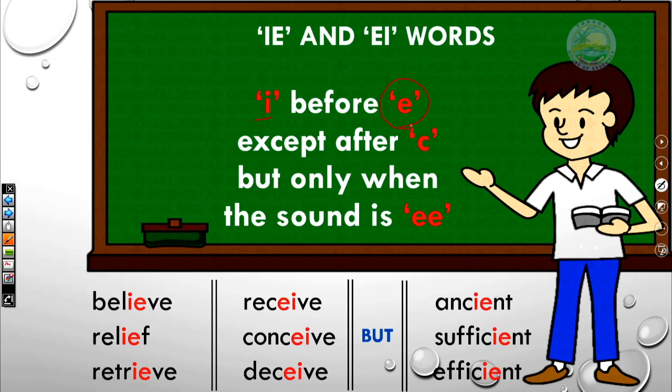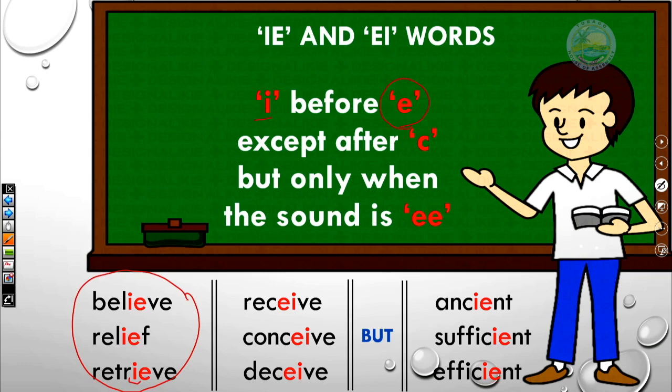Let's move down to the word relief. Relief. Do you hear the E sound in the word relief? Yes, we do. So therefore, it is I-E in the word relief. Next word, retrieve. Again, that E sound is heard. So we have I before E coming in all of these words. All of them, we are hearing the E sound, therefore it's I before E.